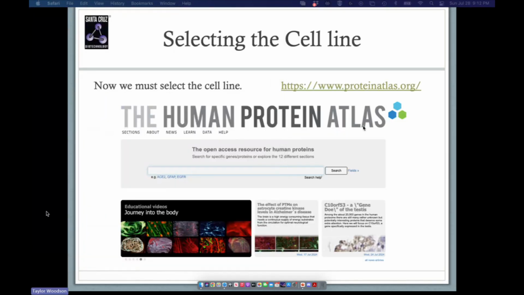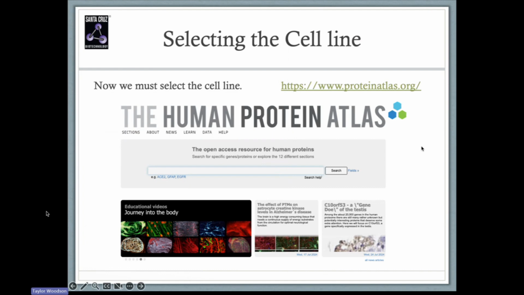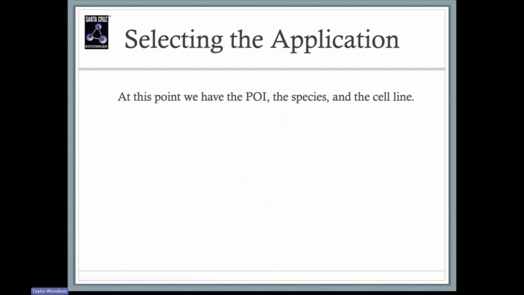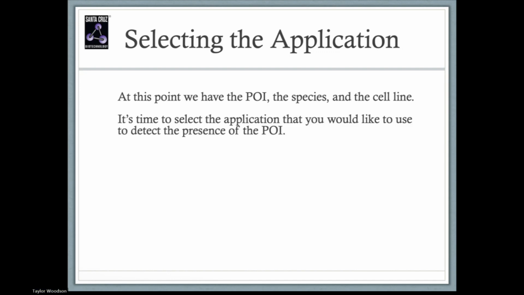So what does this mean? Okay, and I know I'm kind of going by fast. I just want to get a foundation before we actually talk about selecting the antibody. So at this point, what do we have? We have the protein of interest, we have the species, and we have the cell line. So now it's time to actually select the application that we, or the researcher, would like to use to detect the presence of the protein of interest.